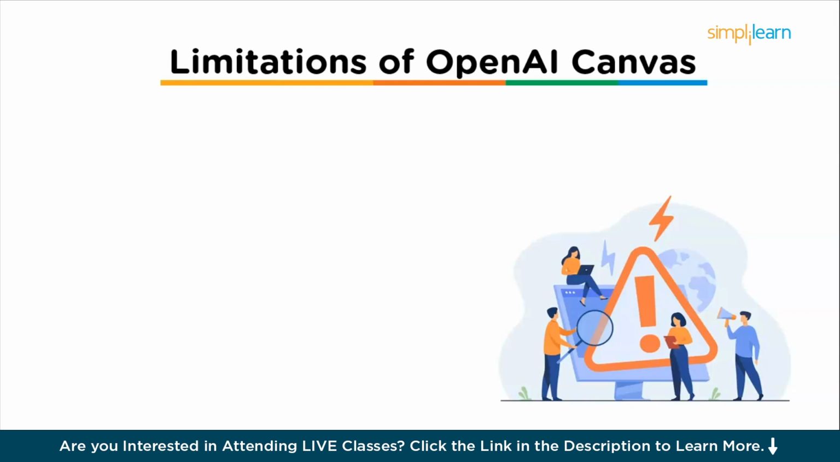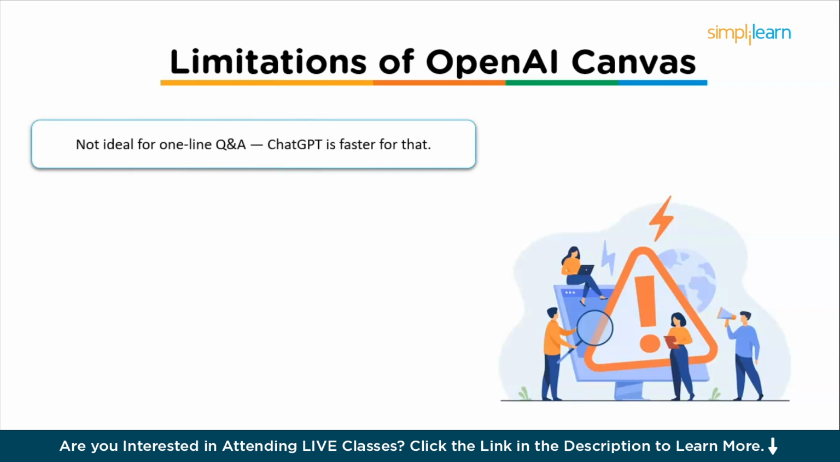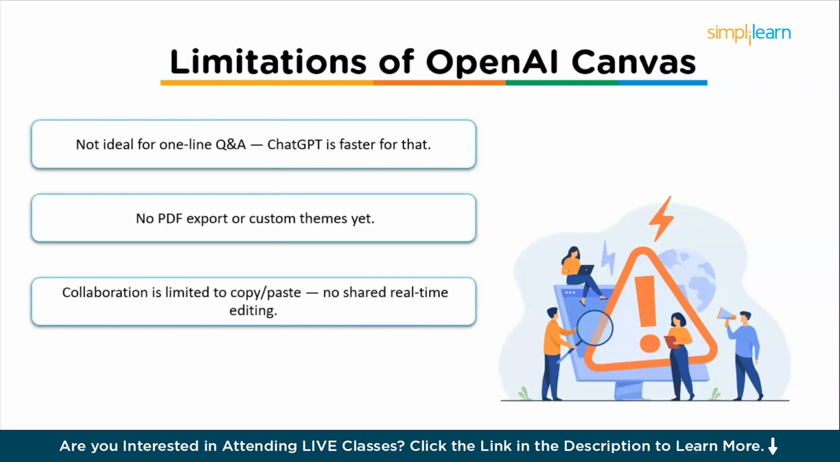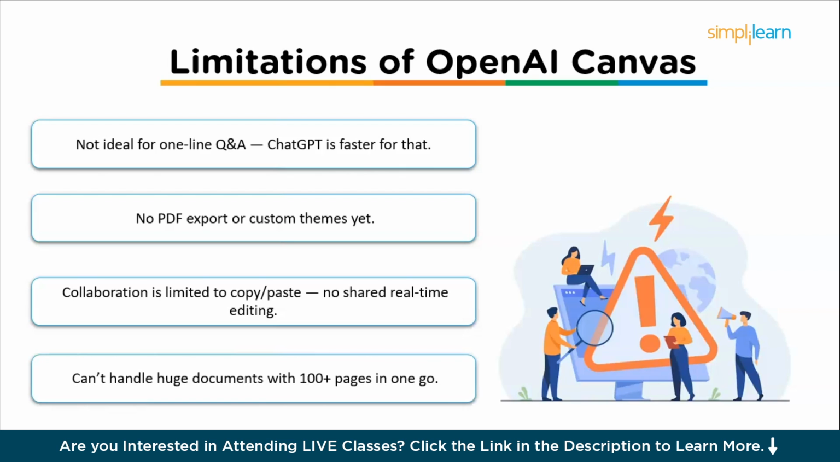So, the first limitation is it is not ideal for one-line Q&A. ChatGPT is faster than that. There is no PDF export or custom themes yet. Then the collaboration is limited to copy and paste, no shared real-time editing. Then it can't handle huge documents with 100-plus pages in one go. But if you're working with ideas, documents, content, or plans, it's more than enough.